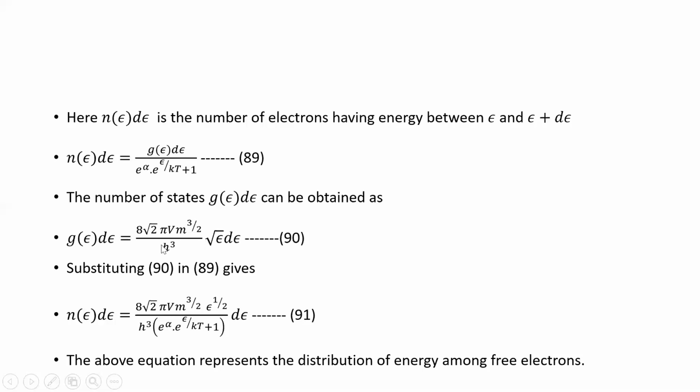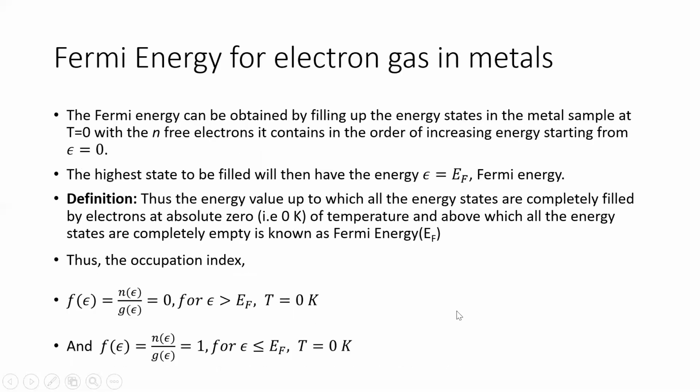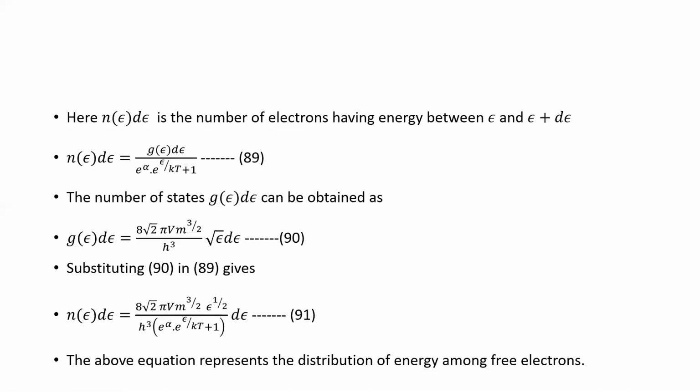So we shall substitute the expression for G(E)dE in equation 89. Upon substitution, we will get equation 91. So this is the expression for N(E)dE, that is the number of electrons having energy between E and E plus dE. The above equation represents the distribution of energy among free electrons. So equation 91 we obtained from the Fermi-Dirac distribution. So we obtained the energy distribution equation for electrons in metals.